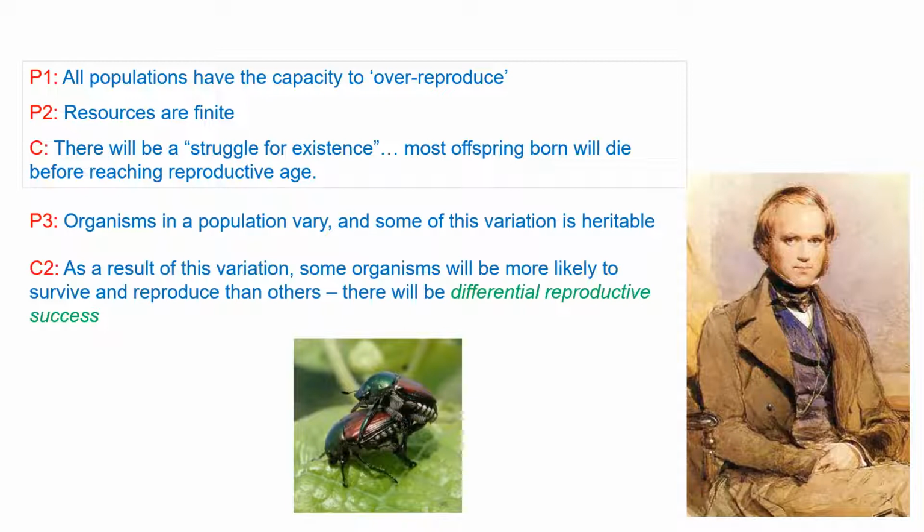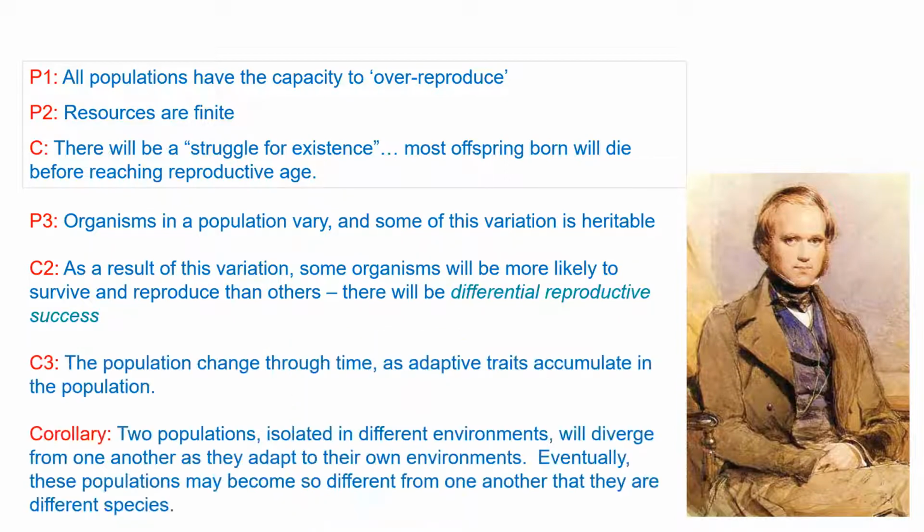So, as his autobiography attests, he recognized that as a result of this variation, some organisms will be more likely to survive and reproduce and pass on these characteristics that work well in that environment. There will be differential reproductive success. Some organisms will reproduce more than others and thus pass on those characteristics. And then a population will change over time as adaptive traits accumulate. And two populations of the same species in different environments will be selected for different traits. What works well in this place might not be the same thing that works well over there.